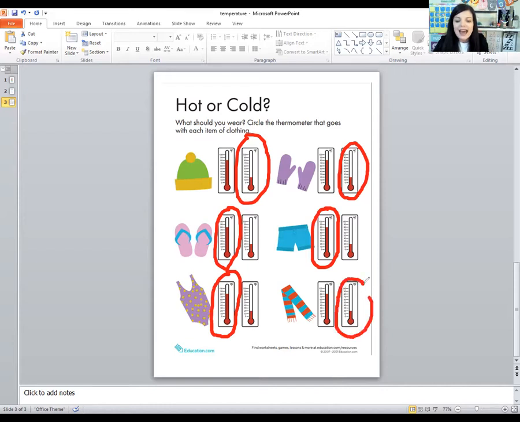Good. This one that's down shows cold. Remember, if the red in the thermometer is up, that means it's hot. If the red in the thermometer is down, that means it's cold. That was just a little introduction to temperature. We'll do that another time.